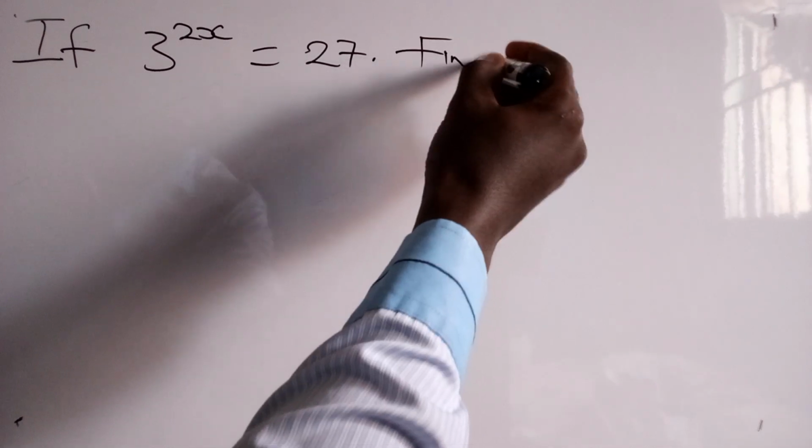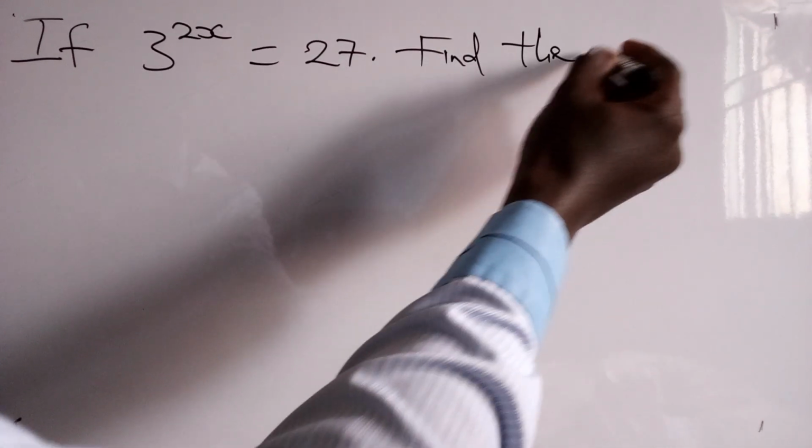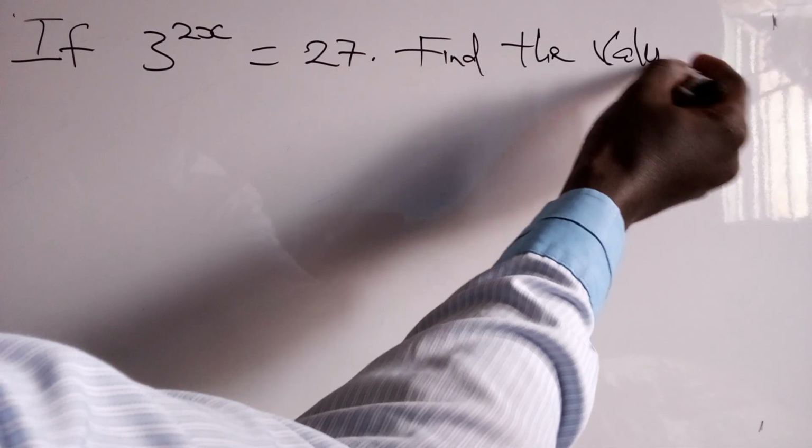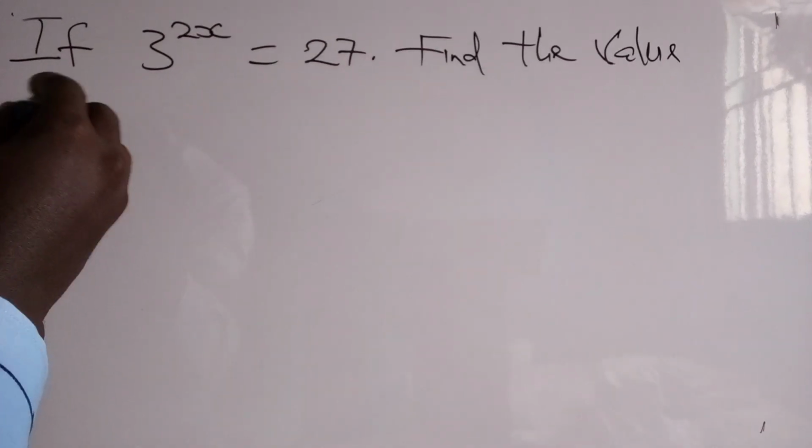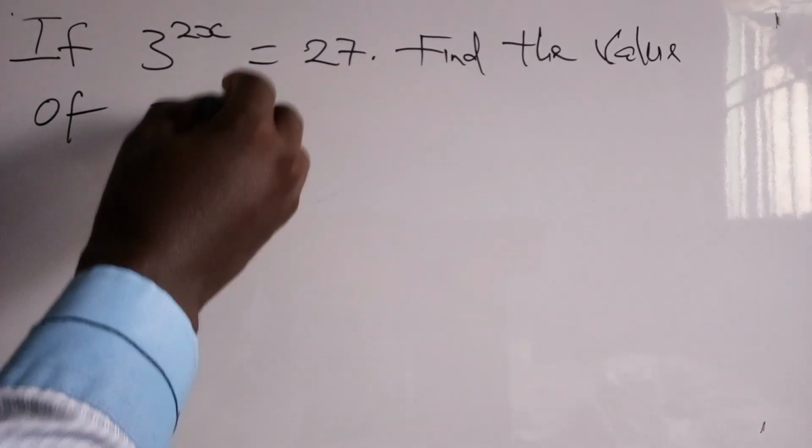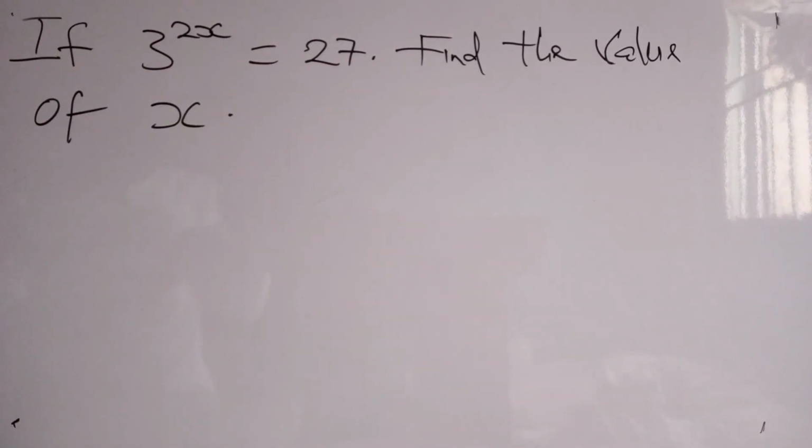Find the value of x. If 3 raised to power 2x equals 27, find the value of x.